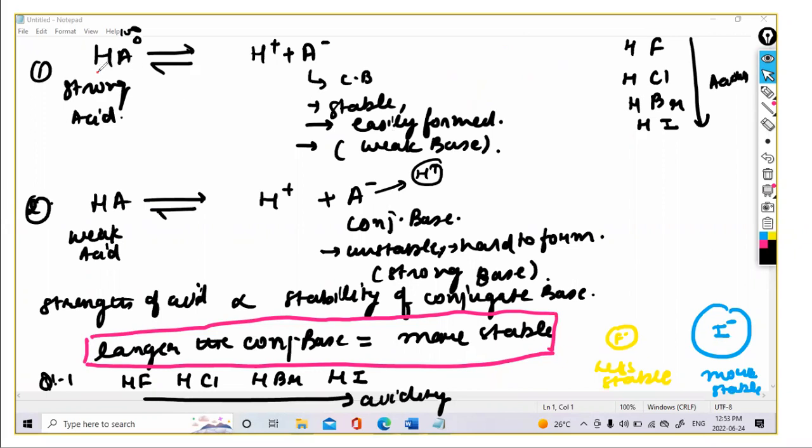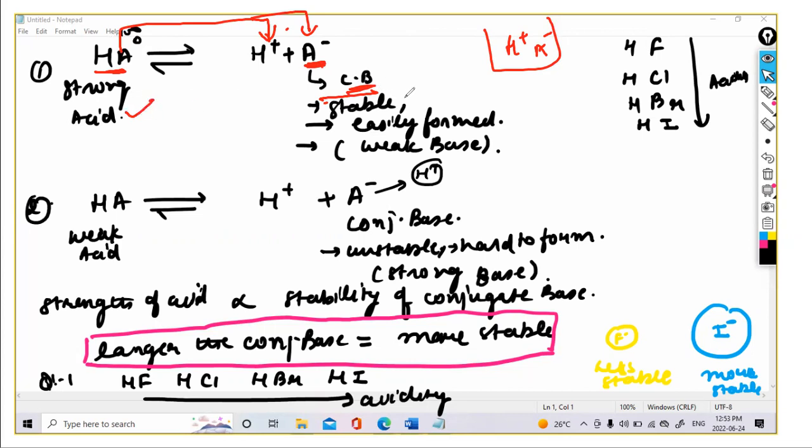For example, this is a general acid HA. This A can be anything, such as Cl, F, or Br. Let's say this is a very strong acid. The reaction will go like this: it will dissociate into H positive and A negative ions. So if you have HA in the solution, you will find it as H positive ions and A negative ions. This is the acid, and this A negative is the conjugate base of this acid.